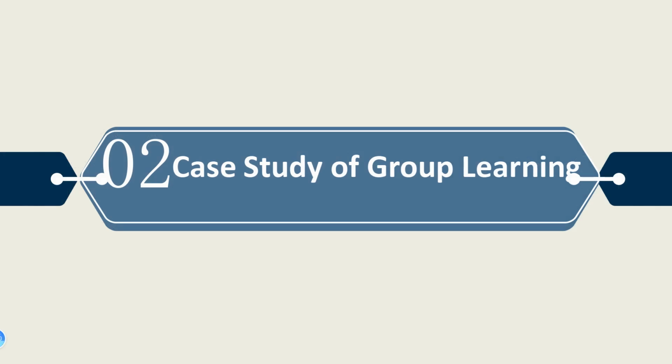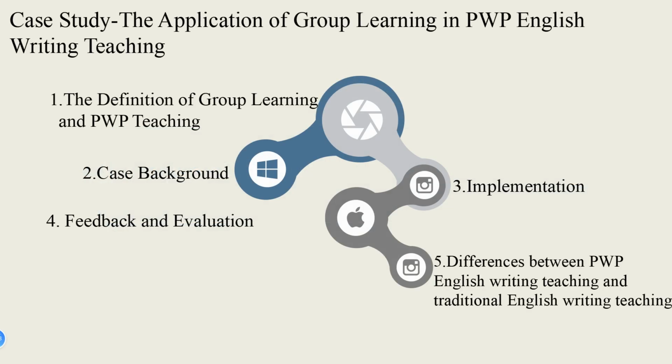Part 2 is case study of group learning. My case study is the application of group learning in PWP English writing teaching. I will divide it into 5 parts. The first one is the definition of group learning and PWP teaching. The second one is case background. The third is implementation. Next is feedback and evaluation. The last one is differences between PWP English writing teaching and traditional English writing teaching.